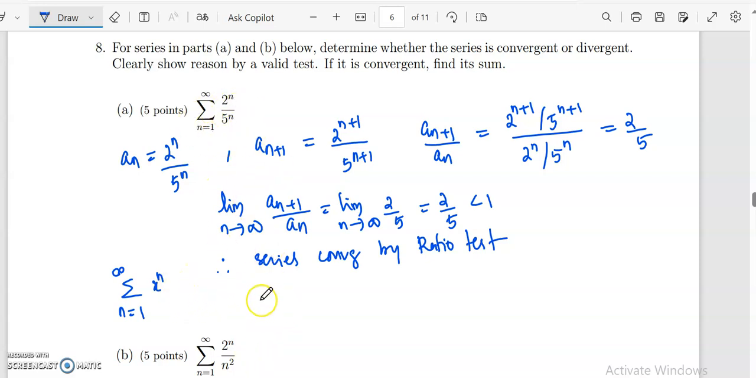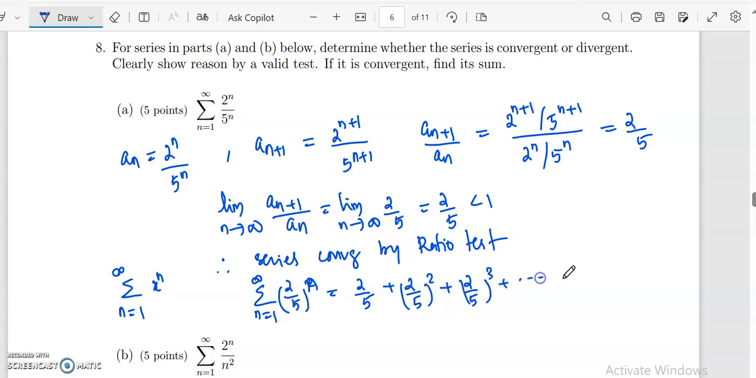So here if we take summation n equal to 1 to infinity (2 by 5) whole raised to n, this will be equal to 2 by 5 plus (2 by 5) whole square plus (2 by 5) whole cube plus etc., where r is less than 1. So the sum of the series will be a by 1 minus r. So here a will be 2 by 5 and r is also 2 by 5. So that will be 2 by 5 by 1 minus 2 by 5, so that will be 2 by 5 by 3 by 5.